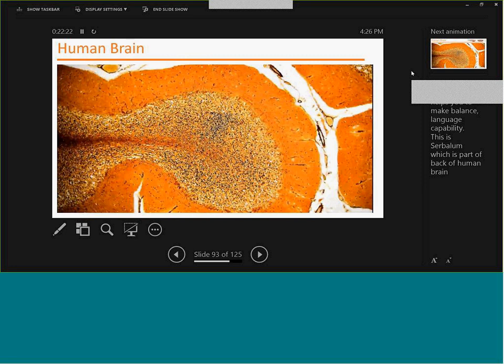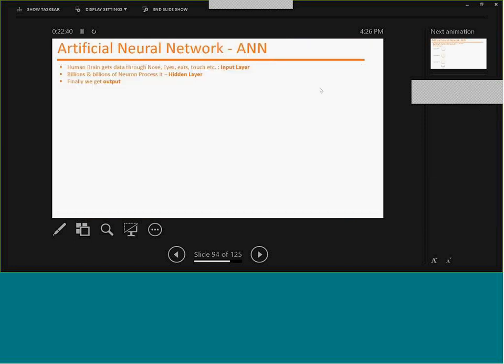If you take a microscope and try to see inside the human brain, this is how it would look. And this part of the human brain is the back portion, which is called the cerebellum, and it has billions and billions of neurons.